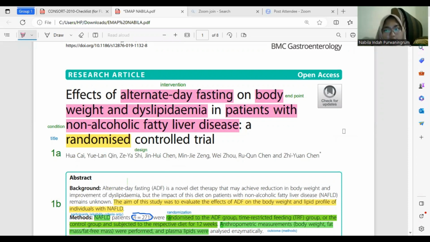So today, if you are clicking my videos, then you are going to identify this article with me. We are going to identify the title and the full text of this article. For the title, we are going to identify with the SPICE formula, and the rest of the article, we are going to identify with the CONSORT checklist. Okay, so we are going to the title first.